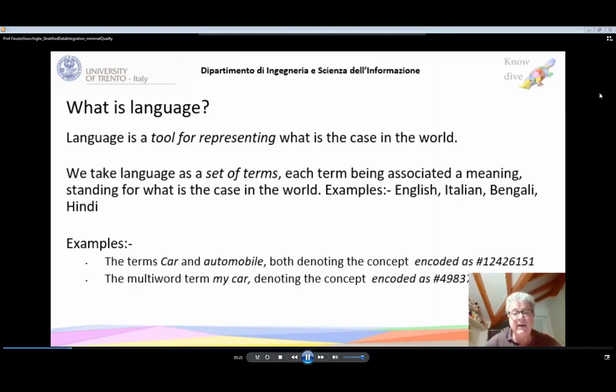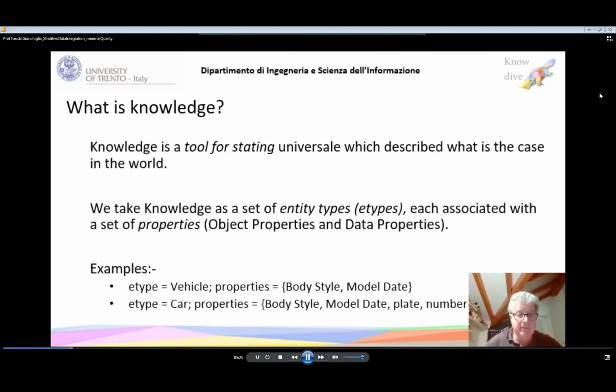So you see, language is the first level of variability in the way you encode concepts. And then there is knowledge, because now you have your own car and you want to describe that part. So you want to really say, what is the case? What are the properties of your knowledge? Well, in our approach, we model knowledge as a set of entity types or E-types, where an entity type is a set of properties associated with a set of properties.